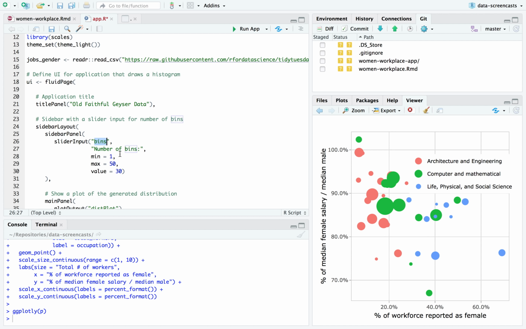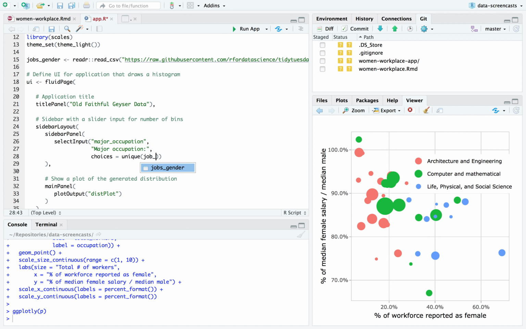Notice I've been changing the occupation. So I'm going to call it major occupation. It's not going to be a slider input. It's going to be a select input, single select, with the choices being the unique values in jobs gender occupation.